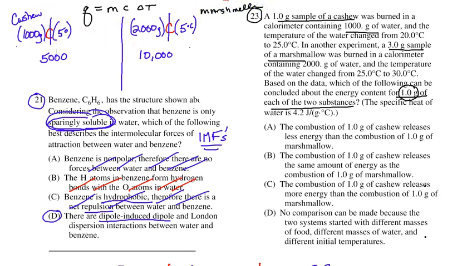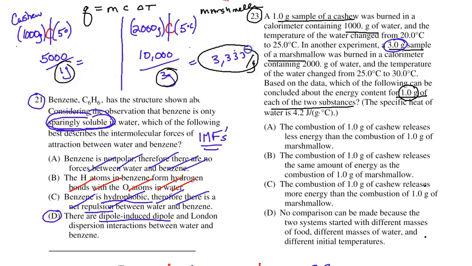But remember, they were looking at per gram. They didn't come out and say it, but they wanted it per gram. Now, the cashew was already 1 gram, so that's our value. But there were 3 grams for the marshmallow. So divide this by 3, and 10,000 divided by 3 is approximately 3,333.33. So dividing by the 3 grams gives me a value of energy per gram. This was already there.